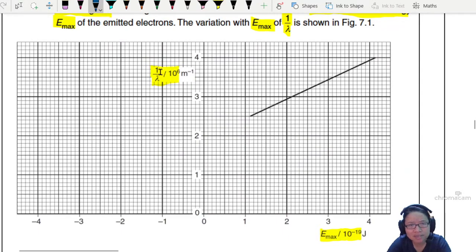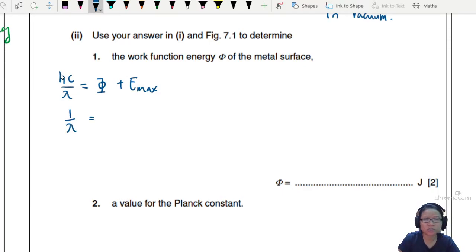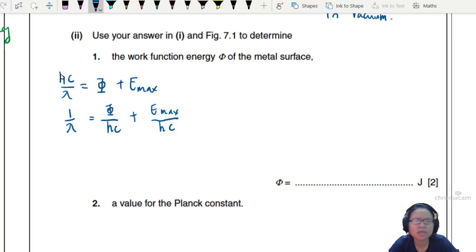Okay, my y-axis is 1 over lambda. This means this one should look like y equals mx plus c. So I must try to make the subject of the equation the same as the y-axis, which is 1 over lambda. So I'm going to put this one as 1 over lambda. What to do with the hc? Divide by hc. So here you will have work function over hc plus Emax over hc.